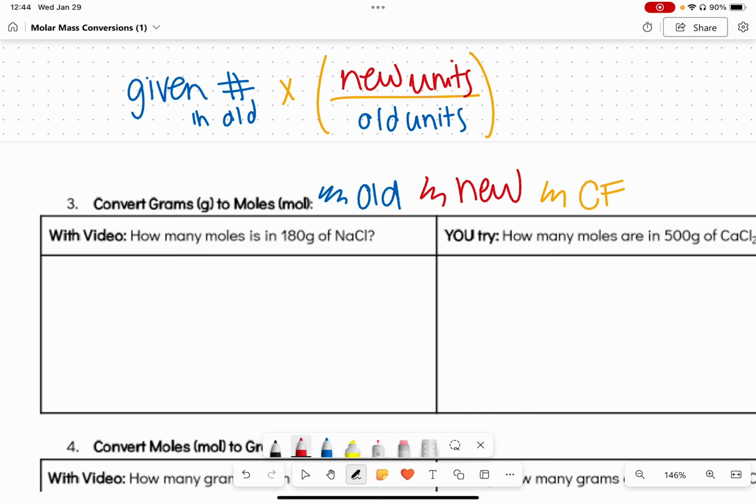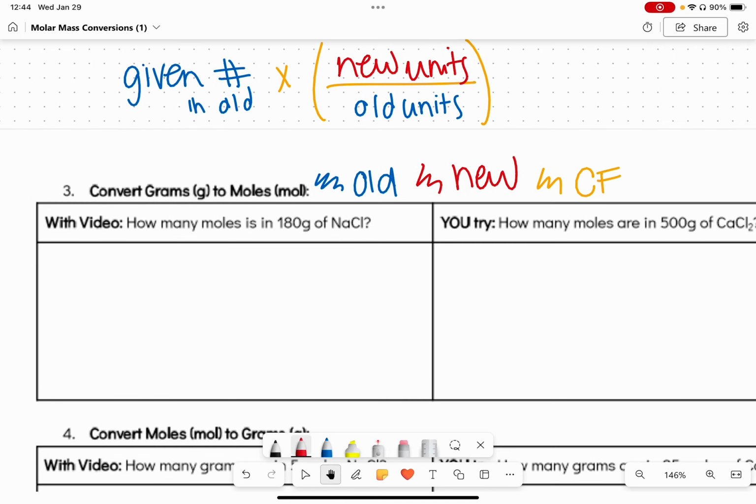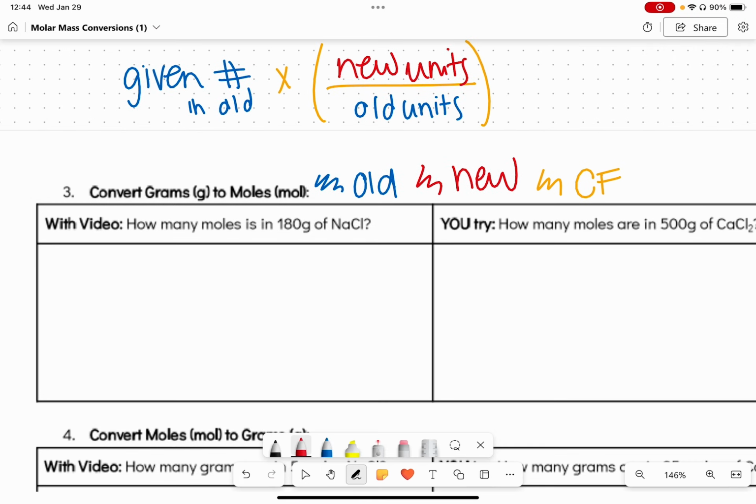Okay. Our first question is how many moles is 180 grams NaCl? So I am going to start by circling my given number, 180 grams of NaCl. I'm going to label it as my given slash my old units. And then I also need to label what I want to find. It says how many moles. This is going to be my new unit because this is what I want.